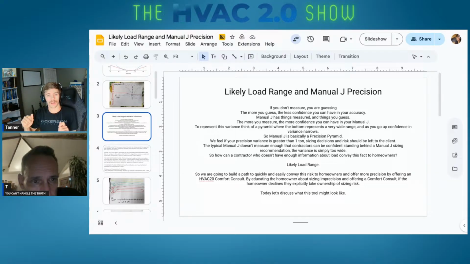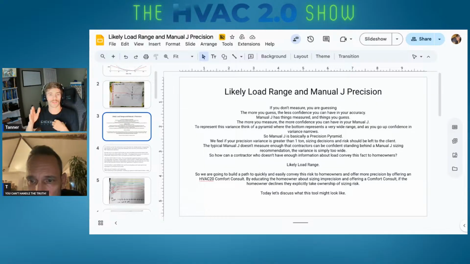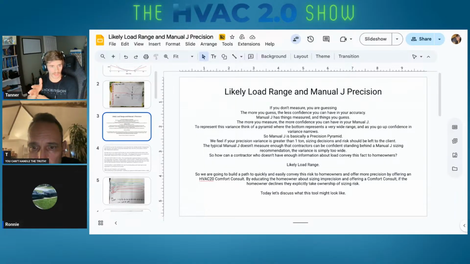and it is how many things are needed to actually get it accurate, and where is the line at which you're okay? Where's the line of this is good enough to be accurate, and anything less than that is not worth pursuing? That's where the comfort consult is. That line is the comfort consult, where we are gathering enough information that you can feel extremely confident in the load that you're going to come to. And anything that is not comfort consult, from that point below, is likely load range.